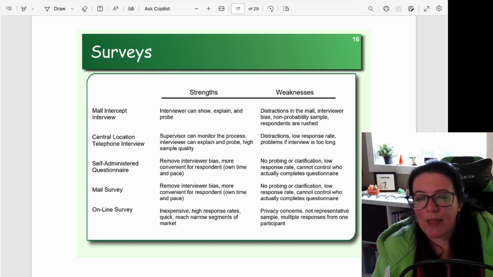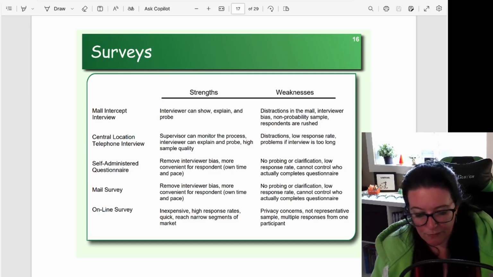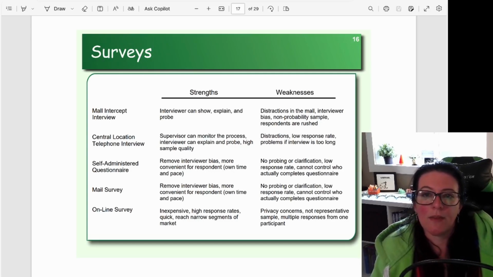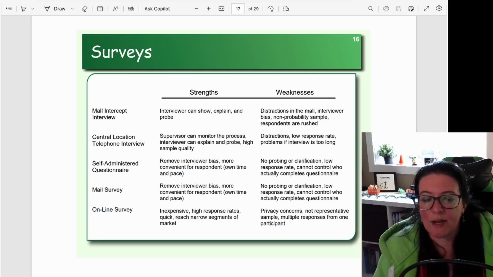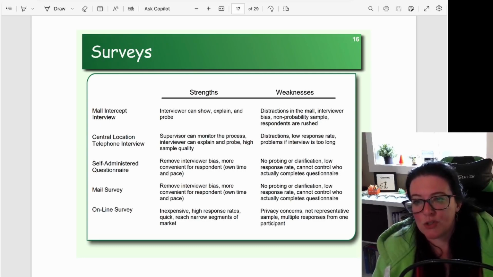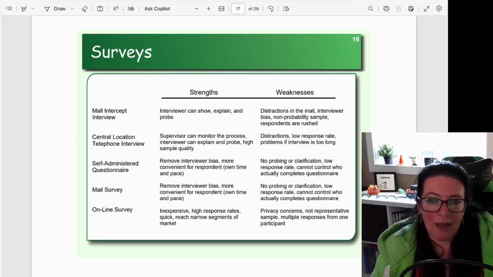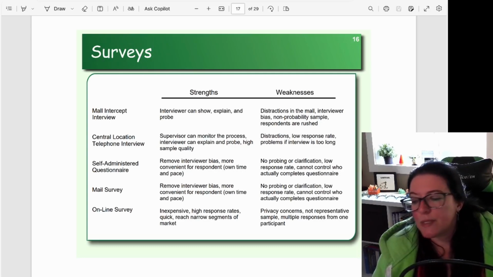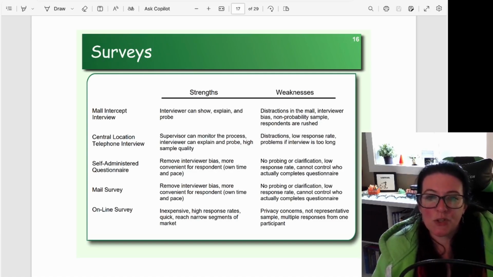A central location telephone interview, so we're calling people up. The benefit of that is that, again, we can probe, we can clarify, especially if we have open-ended questions, and we'll get much higher quality sample in terms of the responses. But again, the challenge is that there is that interview bias. They can be distracted. And if we are relying on people to pick up the phone, the response rate can be pretty low.